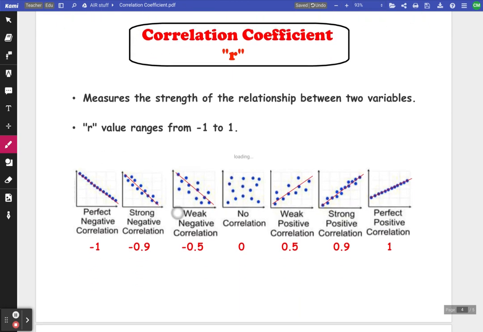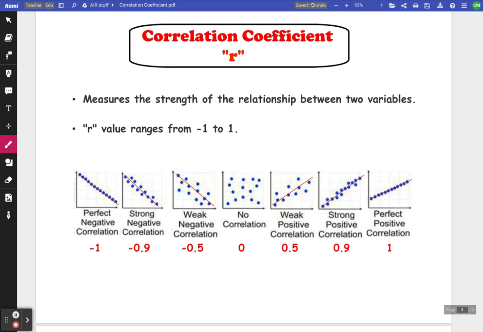All right. Now, here's that. The first part is kind of understanding what correlation means. This part is how we represent it mathematically. So we have this thing called the correlation coefficient, and we use the variable R to stand for that. R does two things.